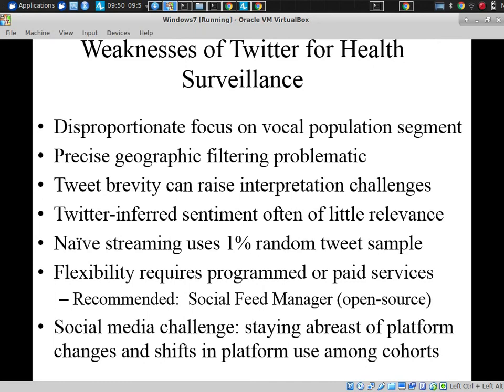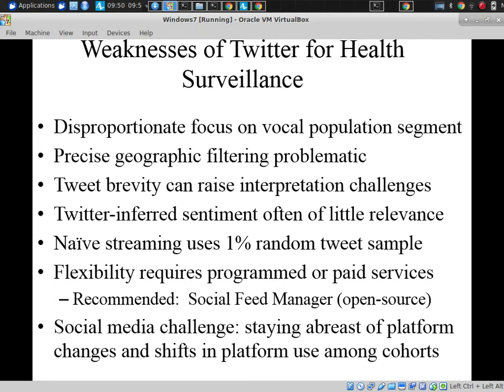It's hard to do precise geographic filtering. It's hard to make sense with certain tweets. Again, are they a joke? Are they not? And the types of sentiment classifications you get out there through existing mass tools are often of poor quality. Flexibility in it requires typically programming or paid services, although again I'd recommend Social Feed Manager as sort of an open source solution that's effective.